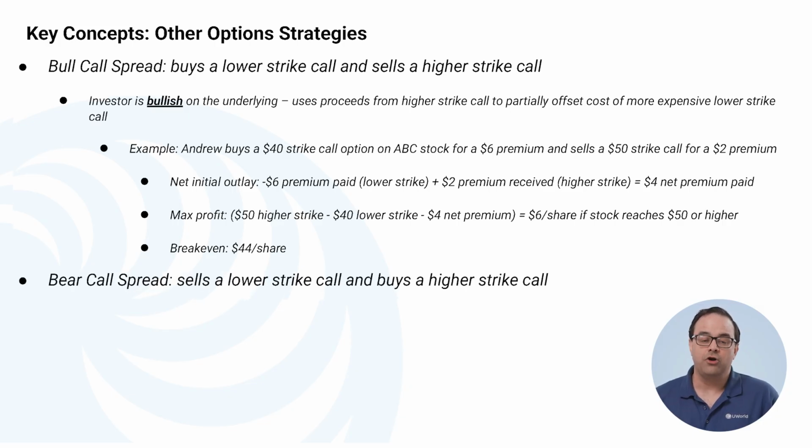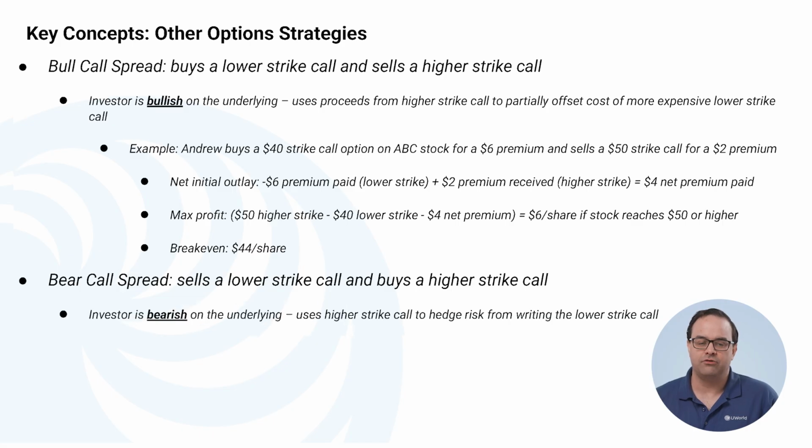Bear call spread is an investor who is bearish on an underlying security and is betting on the security either not reaching that lower strike call or depreciating below existing levels. The way they would express this view is selling a lower strike call with a higher premium and offsetting this risk, or hedging the risk of rapid price appreciation, by buying a higher strike call. They would collect a net premium for the position.